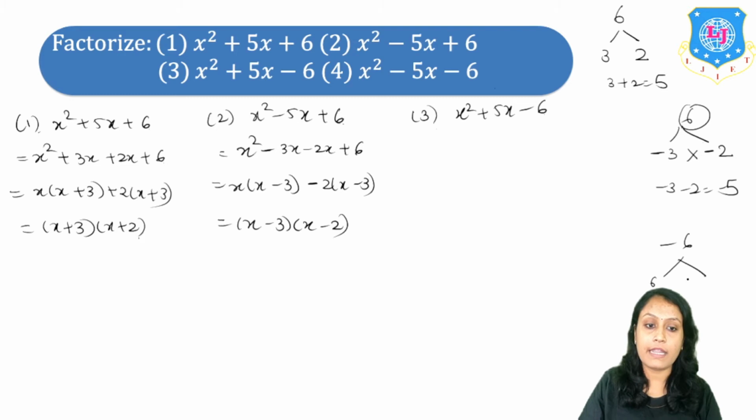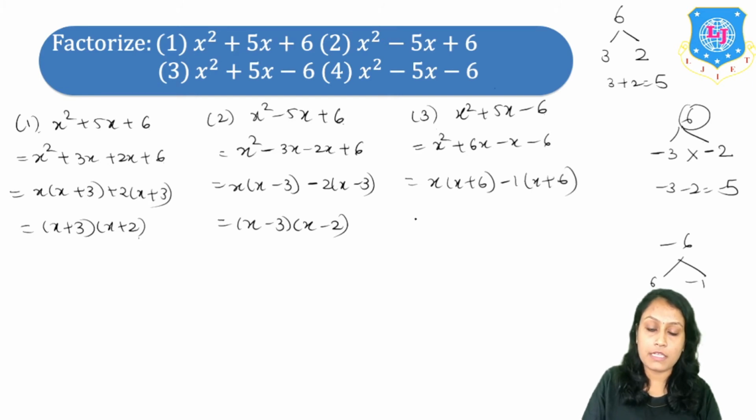Okay, so we'll write it like this: 6 and minus 1. So 6 into minus 1 will give you minus 6, and if you will add them, it will give you 5. Okay, so here we have x square plus 6x minus x minus 6. Take out x common, so x plus 6, and take out minus 1 common, so x plus 6. Okay, so this is x plus 6 into x minus 1, is the answer.